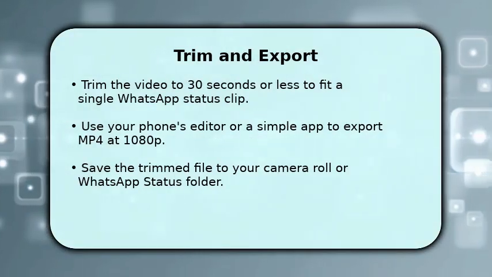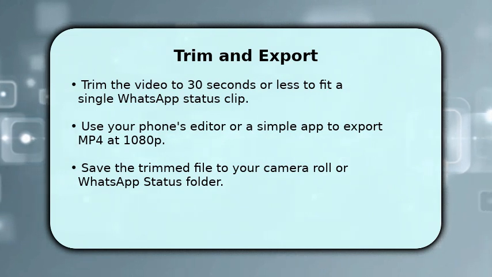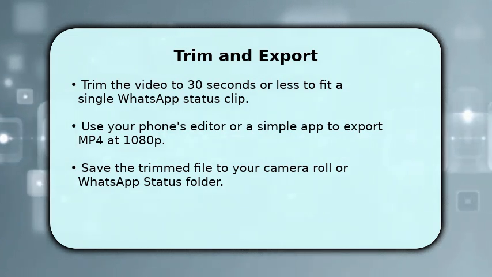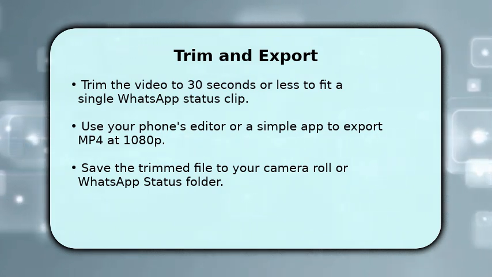Next, trim and export the short for WhatsApp status. Trim the video to 30 seconds or less to fit a single WhatsApp status clip. Use your phone's built-in editor or a simple trimming app to cut precisely.